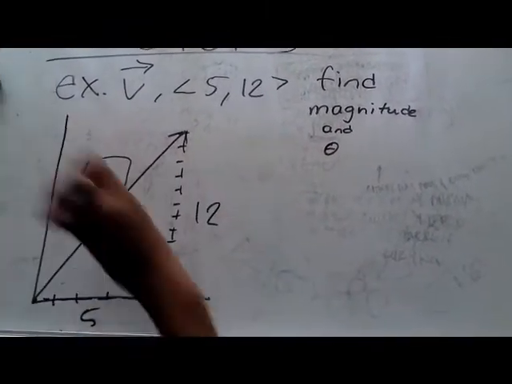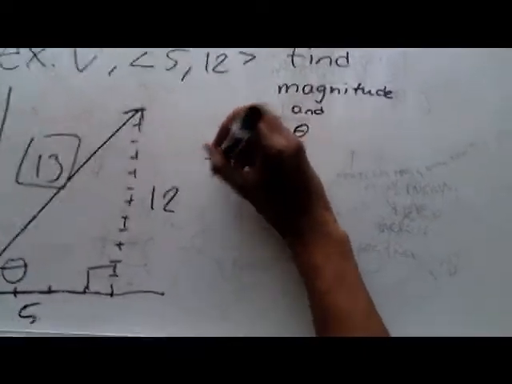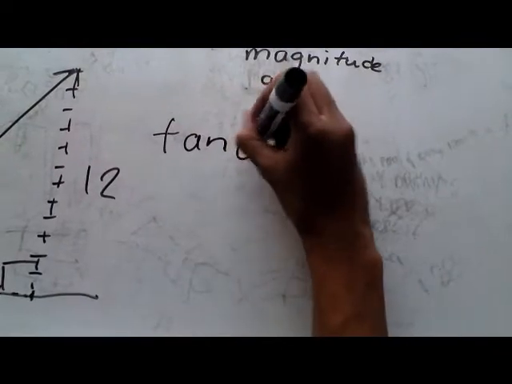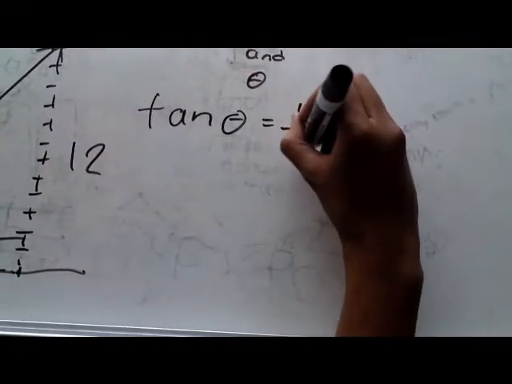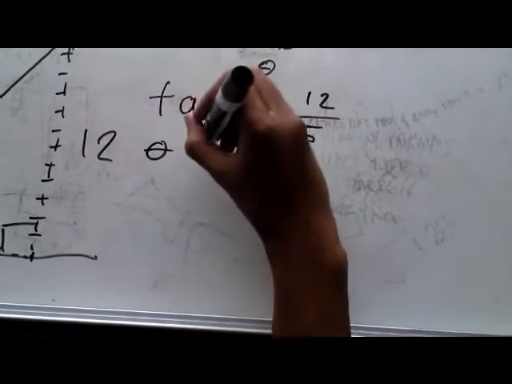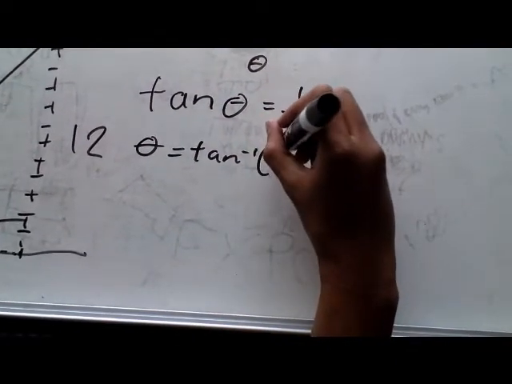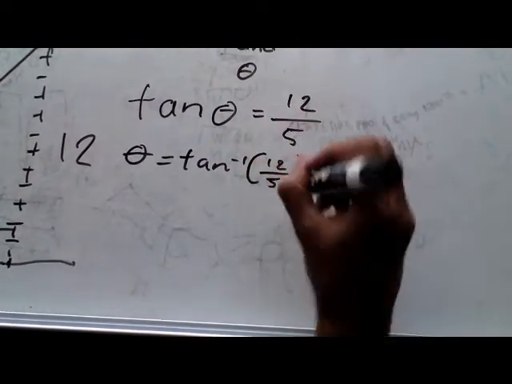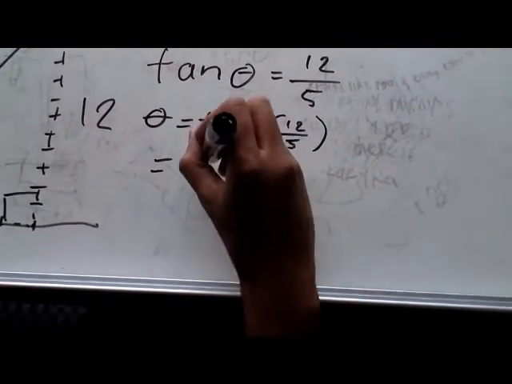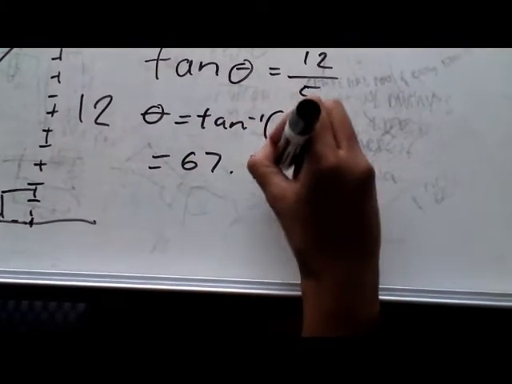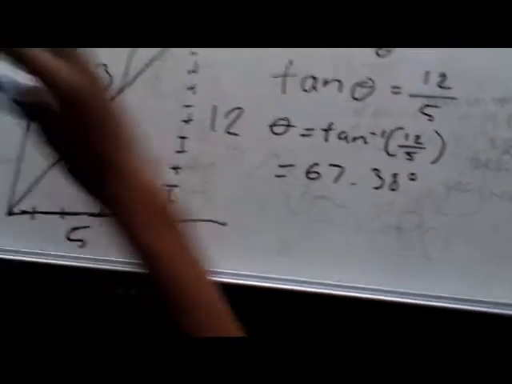And so we need to find direction now. To do that, we could use the arctan. So let's set up an equation. Tangent theta is equal to 12 over 5. Remember, tangent is opposite over adjacent. And we could isolate theta. So tangent inverse of 12 over 5 is equal to theta. And if you just plug that into your calculator, you will get theta is equal to 67.38 degrees. And that's the direction.